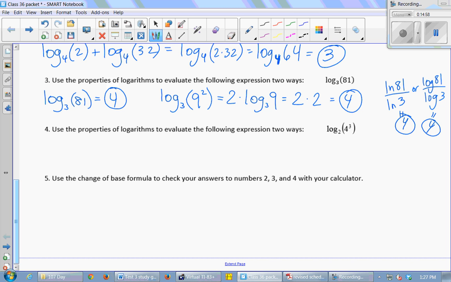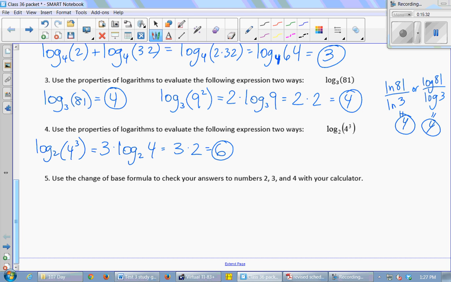All right, number 4. Again, I'm going to do this problem in two different ways. Log base 2 of 4 cubed. I can use property C, and I can take that exponent and bring it down in front of the log. So this would be 3 times log base 2 of 4. And what is log base 2 of 4? 2, because log base 2 of 4 means 2 to what power gives you 4? It's 2, so we get 6.